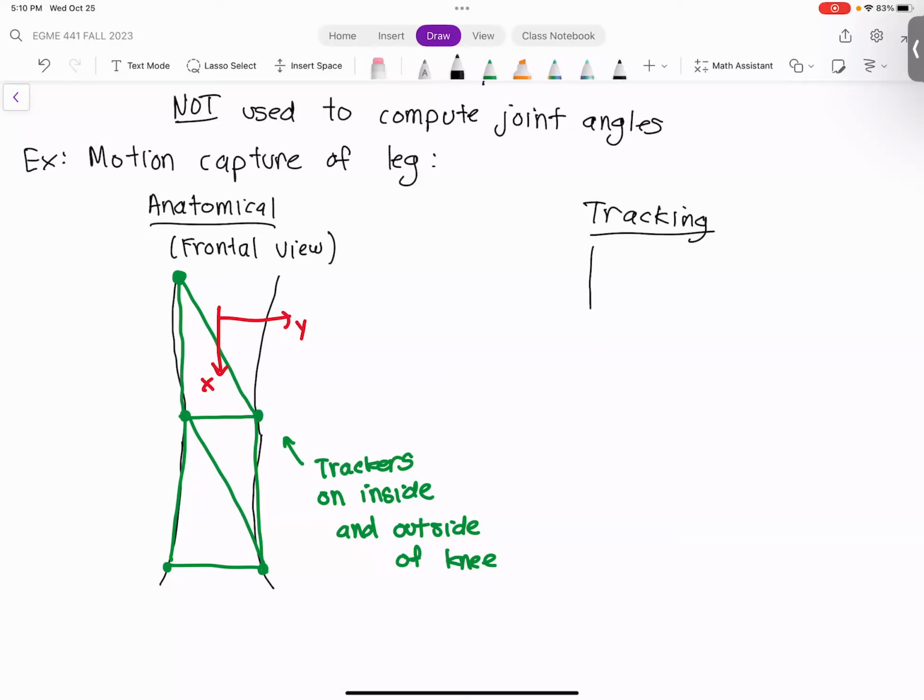And so to fix this, we have the tracking coordinate system. Okay. Where we're going to put the markers in very convenient locations. So maybe we put one marker on top of the thigh, another one there, another one there. Okay. Right. We're going to put that right in the front of the thigh, so that they're much easier to track.